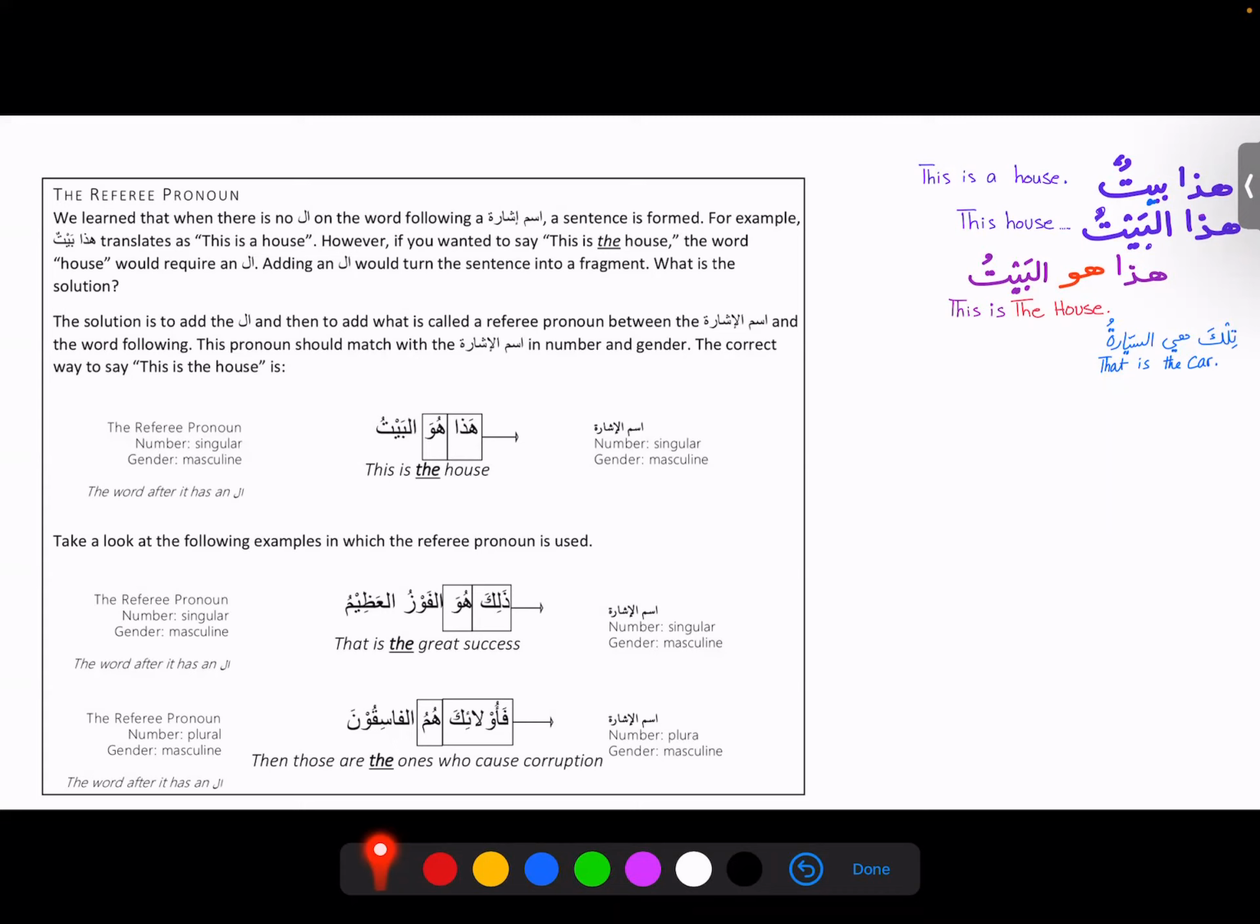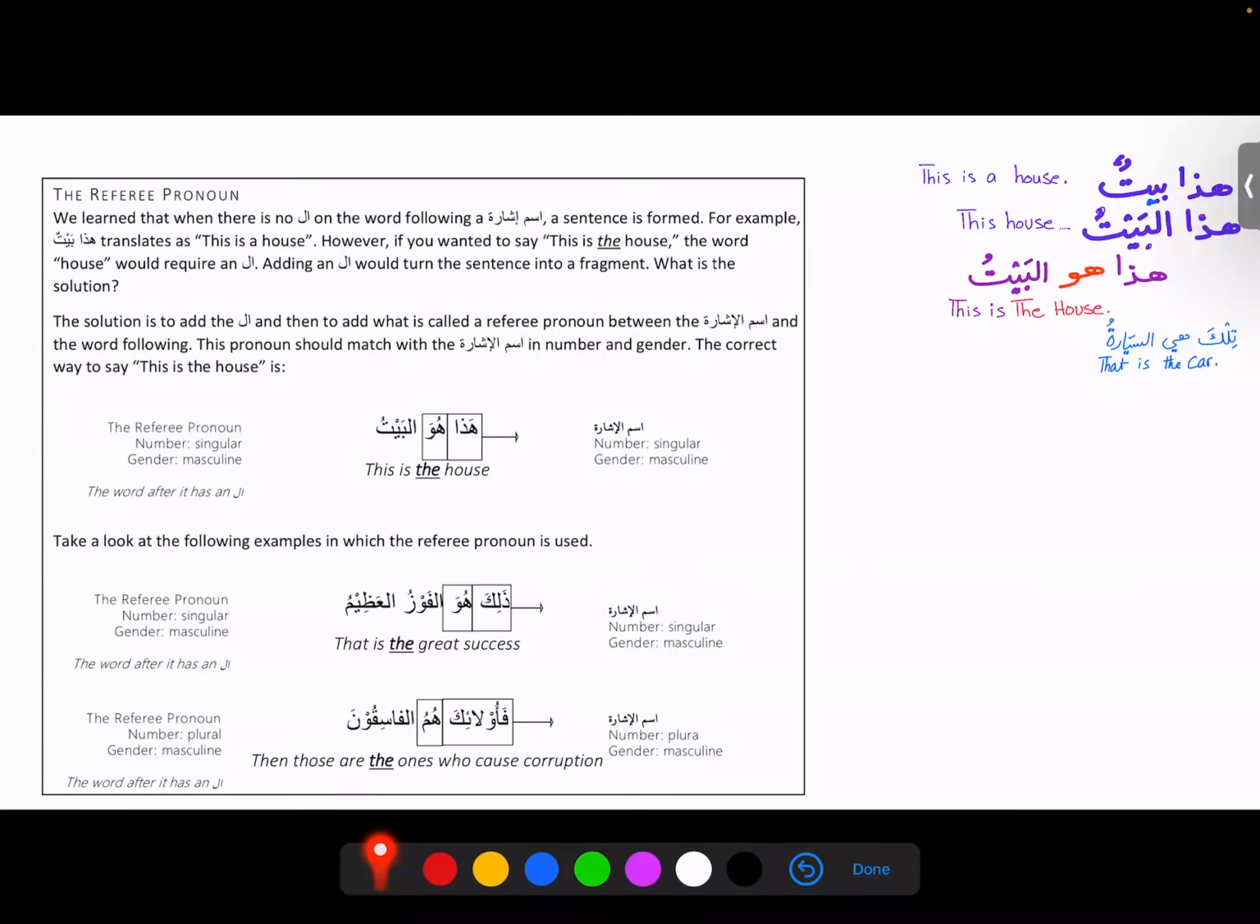So the grammarians came to the conclusion that this is what is going to happen. After a pointer, whenever we want to make something specific, then another pronoun will be brought there as a referee pronoun. For example, when I say haza huwal baytu, haza, this is, this, or then I can say it is the house, right? So I am now saying the house. And this is making this sentence emphatic. And this is making this house specific.